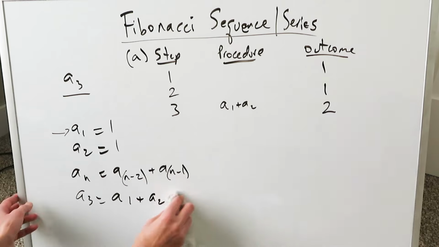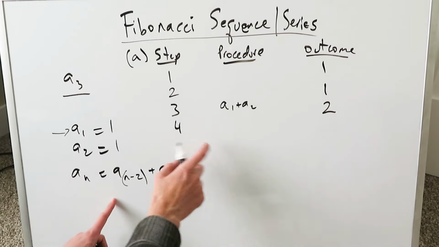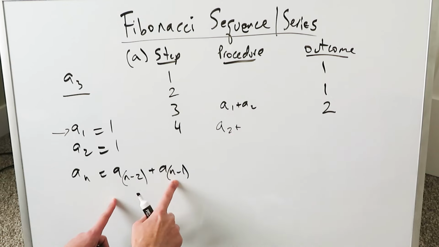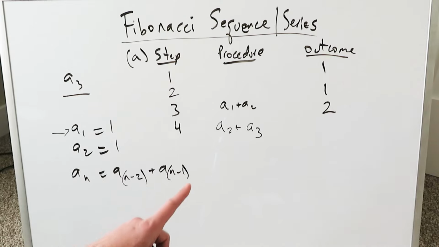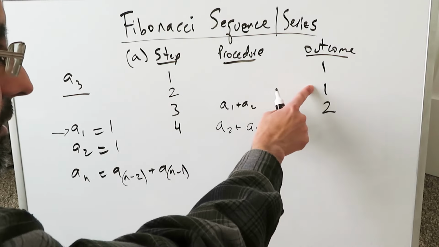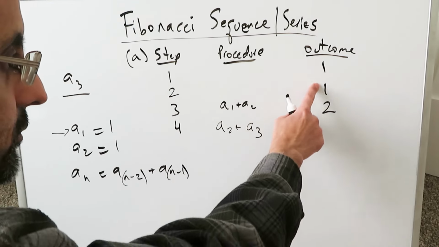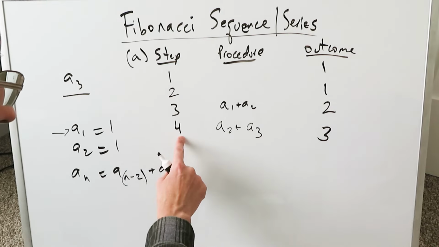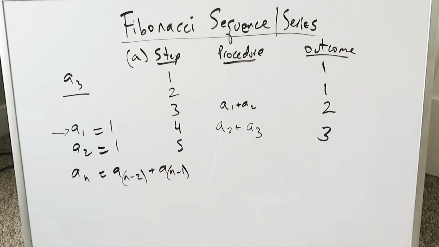Now let's look at the fourth. You're getting the idea of how this works. When we're looking at the fourth one, we're now looking at a(4-2), which is A2, plus a(4-1), which is A3. Now find the values which correspond to those steps. A2 had an outcome over here of 1. A3 had an outcome here of 2. 1 plus 2 gives you 3. And that gives you the value of the fourth number. The fourth number in the sequence has a value of 3. Now let's look at the fifth number in the sequence.